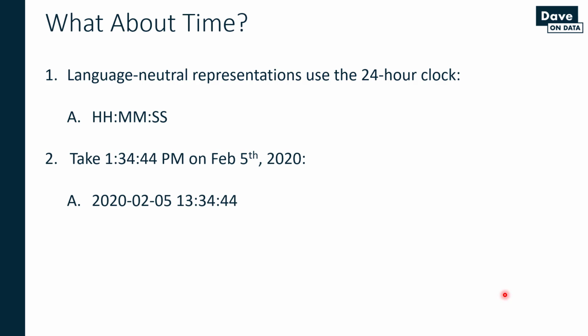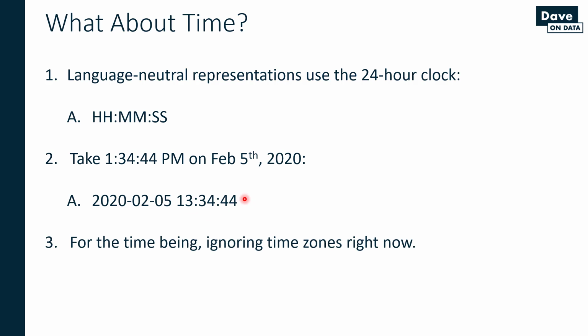So just to really solidify this, a full-blown, quote unquote, language neutral string representation of a date and time would be something like this. So if I wanted to do 1:34:44 p.m., this is the way the US folks think about it, on February 5th, 2020, it would have this representation. Now notice that I am ignoring time zones right now. I'm not saying this is Mountain Time or Eastern Time or UTC. I'm not actually specifying it. I just want to focus on this idea right now for this video. That's why it's called basic dates. So 2020, 02, 05, 13, 34, 44 is 1:34:44 p.m. on February 5th, 2020.